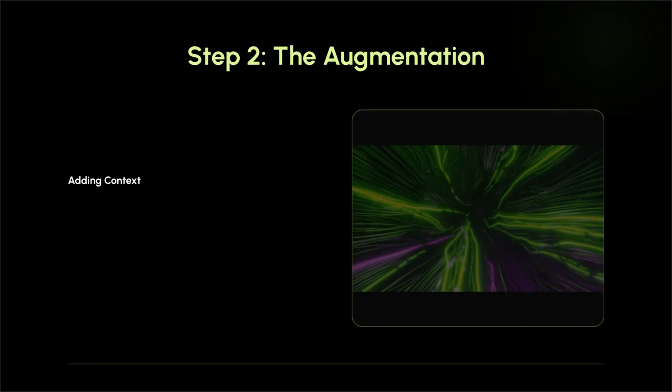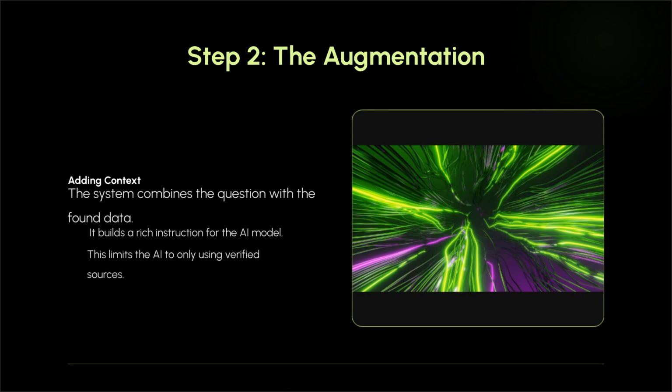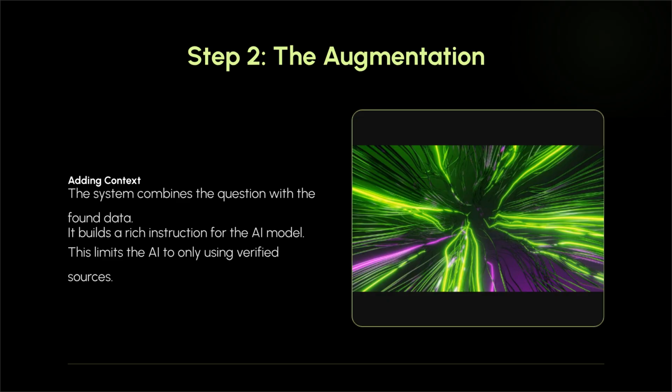Step 2 is the augmentation. The system combines the user's question with the retrieved data. This builds a rich instruction for the AI model, limiting it to only use verified sources.